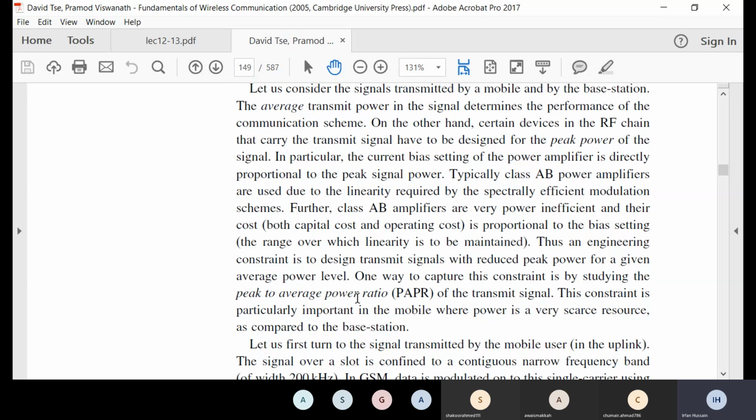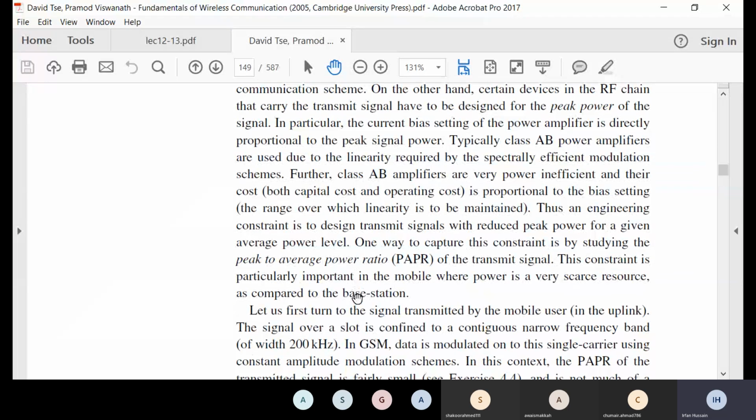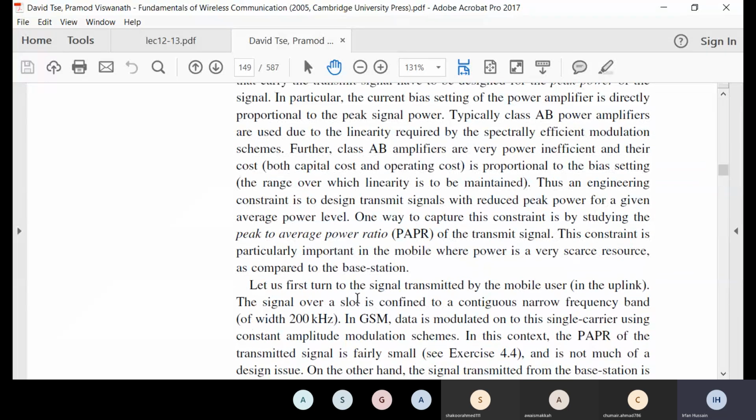This is more important in the case of mobile, because in mobile you have to charge, but a base station is directly on the supply. So that is why this peak to average power ratio is more important for a mobile.